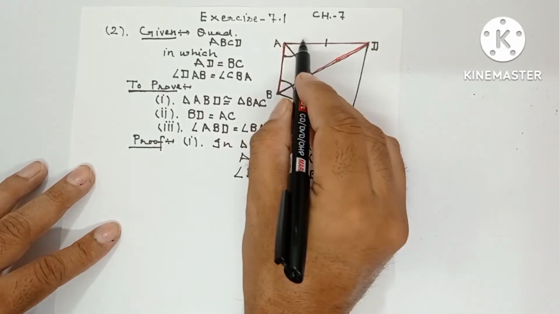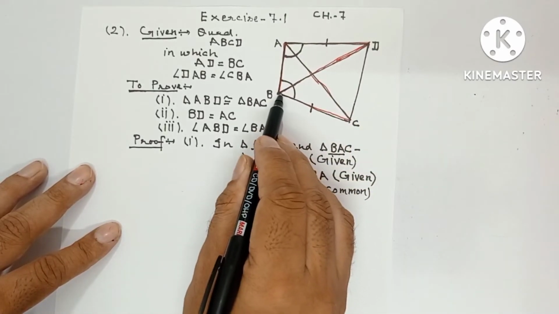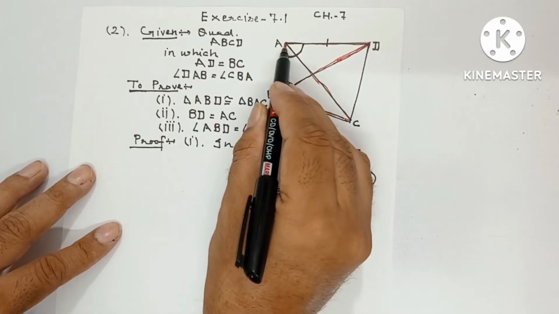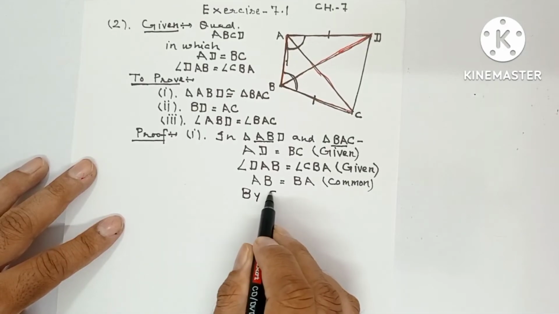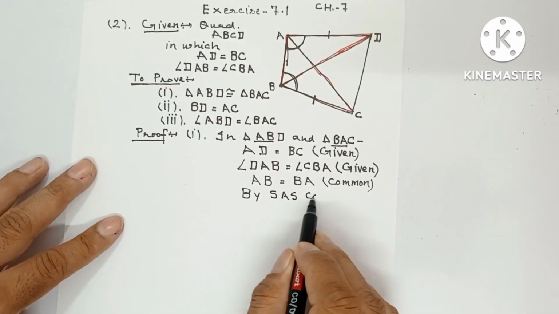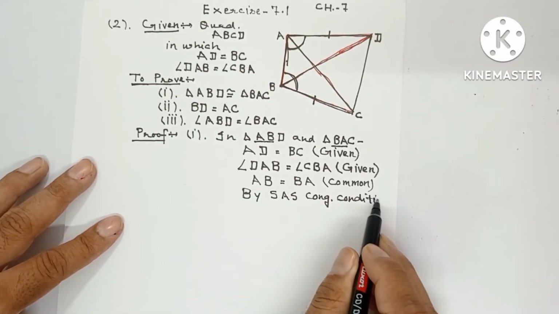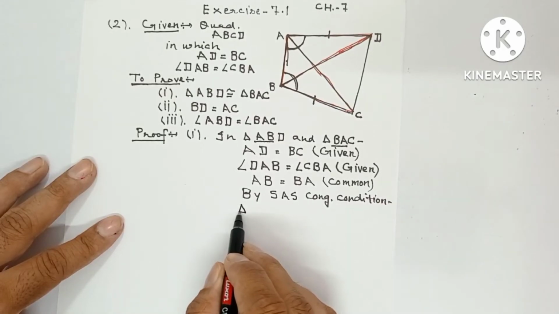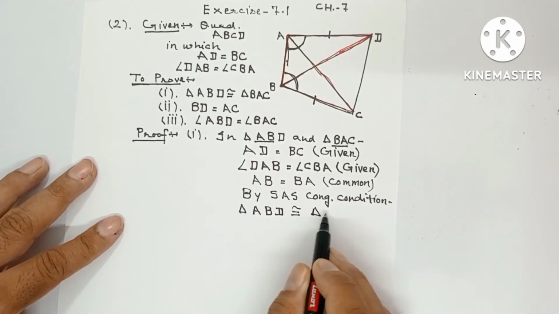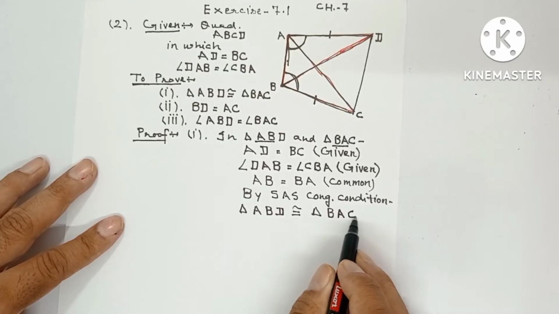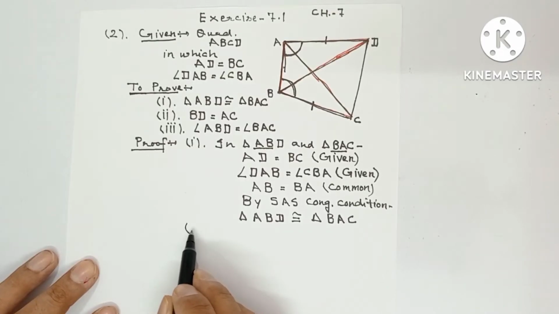So you can see this is side, this is angle, this is side. Similarly, side, angle and side. So SAS congruence is applied. By SAS congruence condition, triangle ABD is congruent to triangle BAC. So both these triangles have been proved congruent by SAS. So the first part is proved.